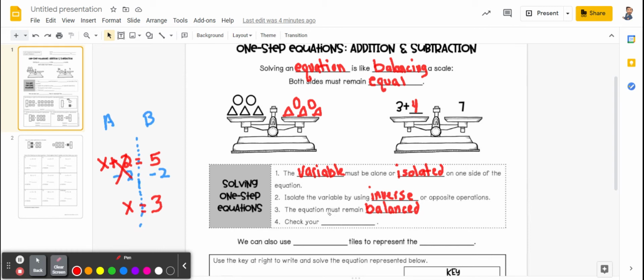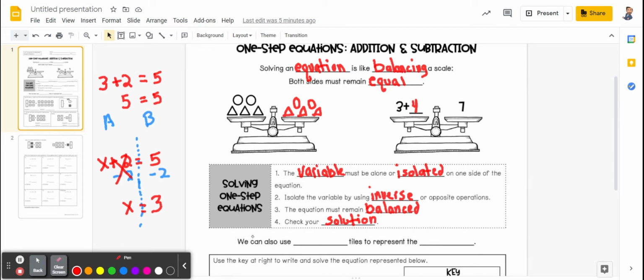And number 4, it says check your solution. Okay, so to check your solution, what we would do is we would just put in 3 for x. So I'll do it up here. So we would do 3 plus 2 equals 5. Well, that equals 5. And of course, this equals 5. So it is balanced. All right, it is balanced.